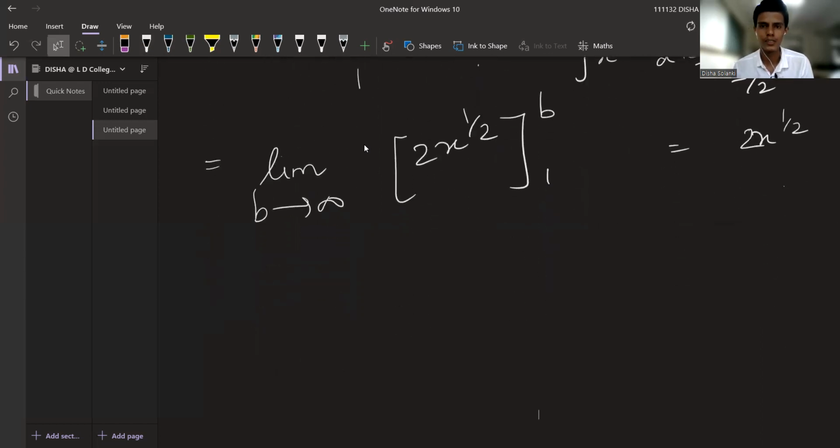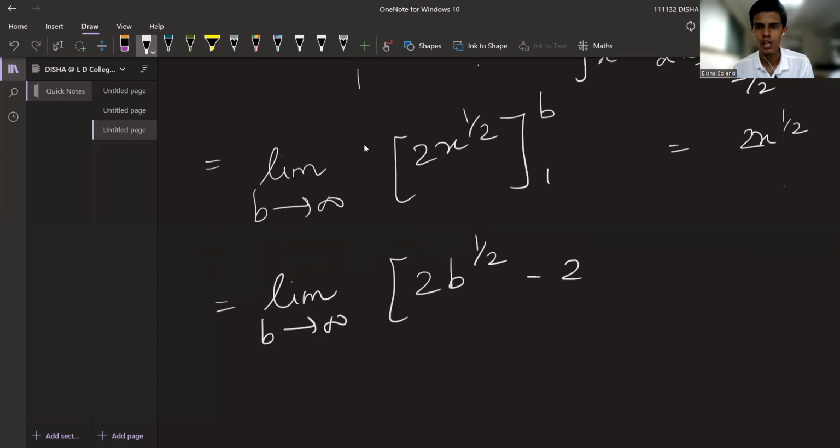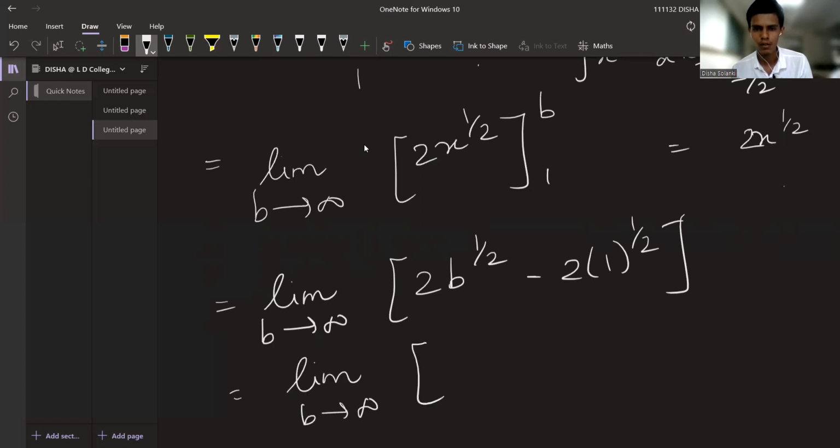Now let us apply the limits here. So this would be limit b tends to infinity of 2x raised to power 1 by 2. Let us apply the upper limit first. This would be 2b raised to power 1 by 2 minus 2 times 1 raised to power 1 by 2. Anything raised to power with base 1 would be 1 itself. So this would be limit b tends to infinity of 2b raised to 1 by 2 minus 2.